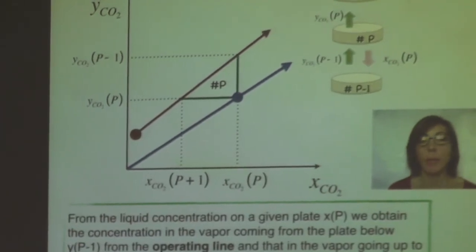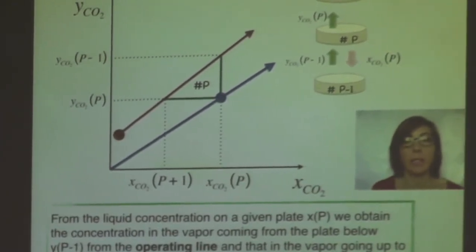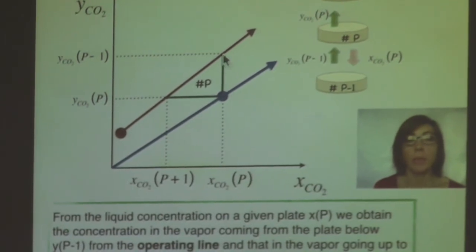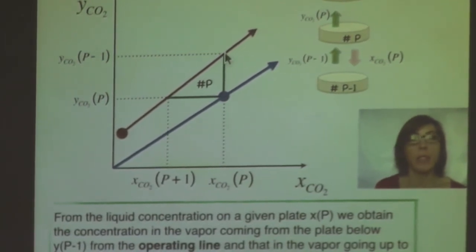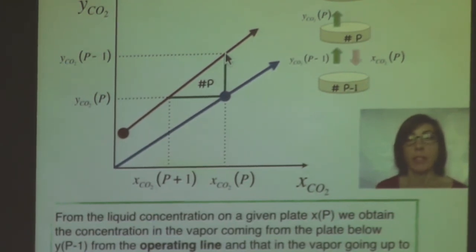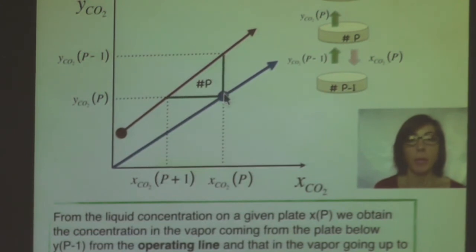So now we can look at one plate P on our graphical analysis. From the liquid phase composition on that plate P, we can use the mass balance, or the operating line, to get the composition of the vapor that came up to that plate from the plate below. And we can use the equilibrium line to get the composition of the vapor on that plate that is rising to the next plate above.